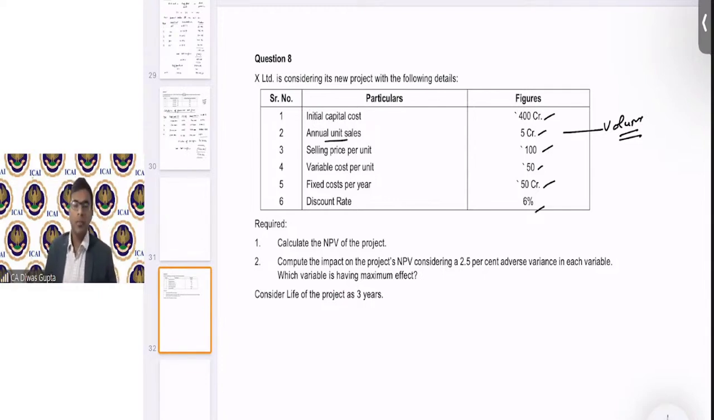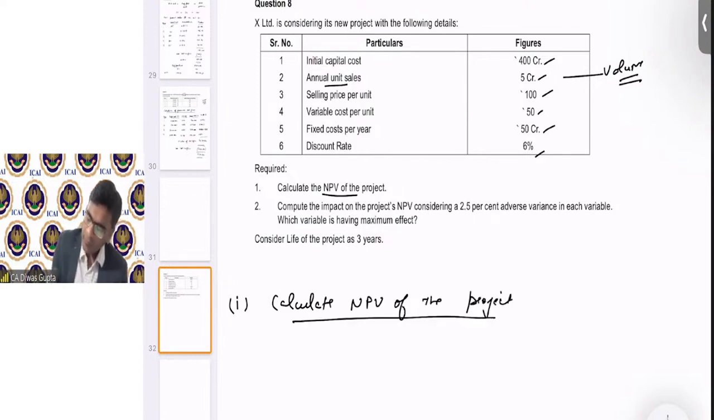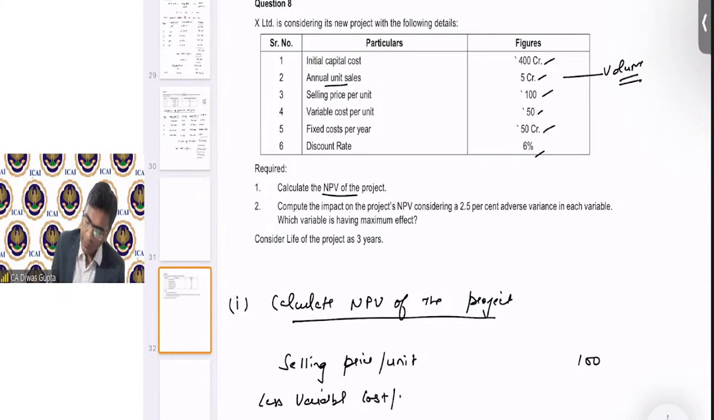Then what they are asking us to calculate is the NPV of the project, the net present value of the project, which is very easy. So first of all, let's calculate the NPV of the project. So let's start from selling price per unit. How much is it? Rupees 100 less variable cost per unit, which is 50 rupees.